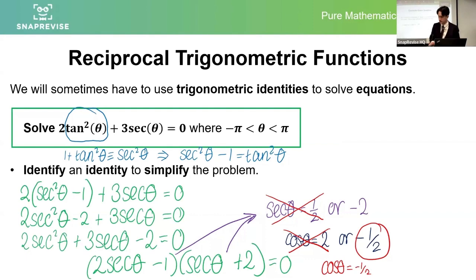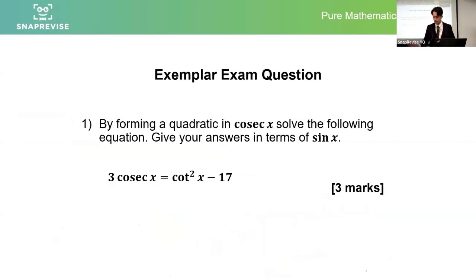Right, let's actually get onto this so you can do one yourself here. So a nice little free marker. I'll give you again, 1.5 minutes, and then I'll catch up with you. By forming a quadratic in cosec, so they were kind of prompting you as well, and maybe you want to look back at your identities, solve the following equation. So give your answers in terms of sine x.